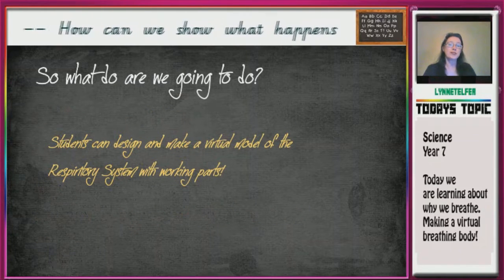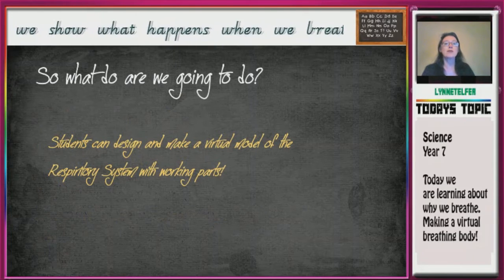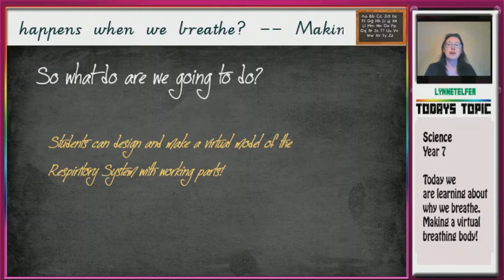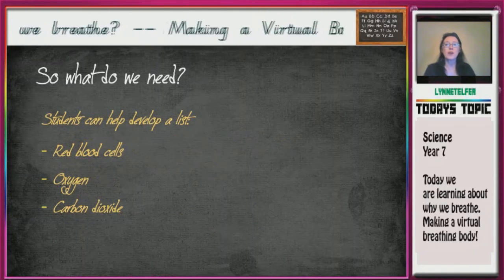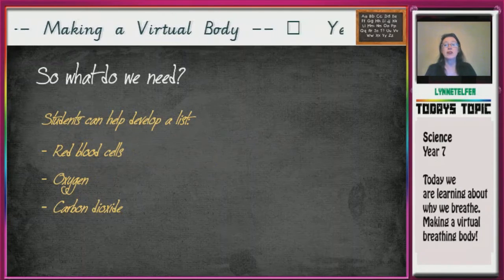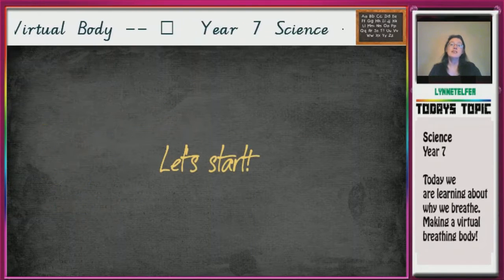So, what are we going to do? Now, let's go 21st century, shall we? We're going to look at making a virtual model of the respiratory system with working parts. So what do we need? Well, we're going to make red blood cells and a way of carrying oxygen and carbon dioxide through the whole system. So let's begin.